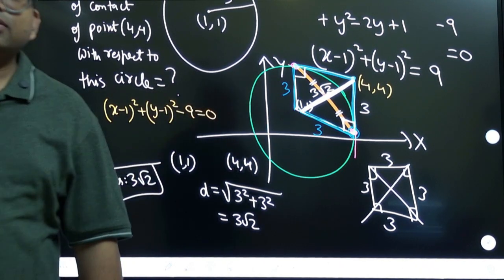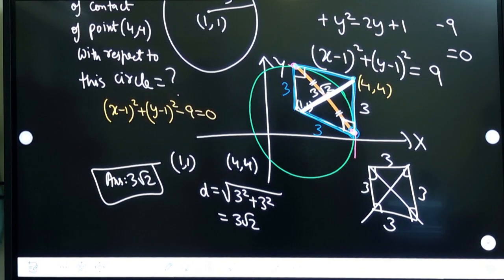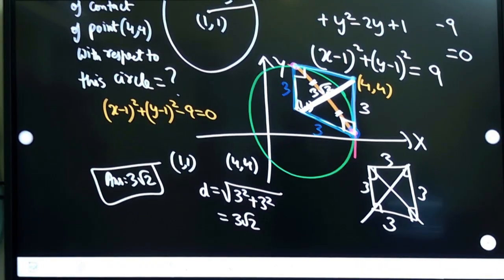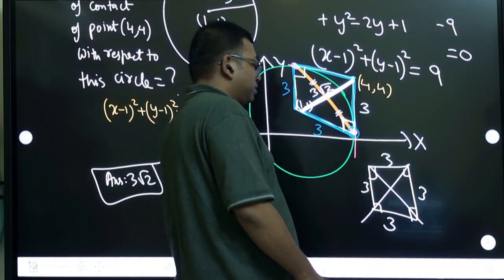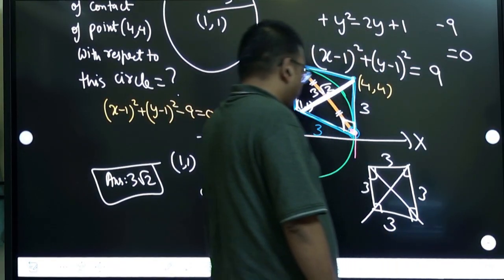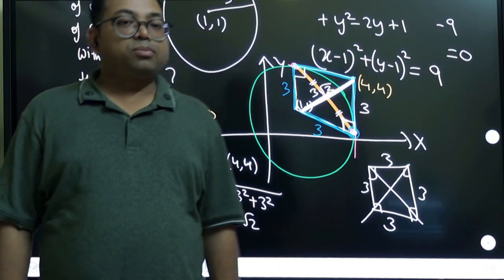Sometimes it may not be a square. That time it may be a little complex. Okay. Fine. So I think we can do with this. That's all. Coordinate geometry is over. Done. So what else? Then we can go next.